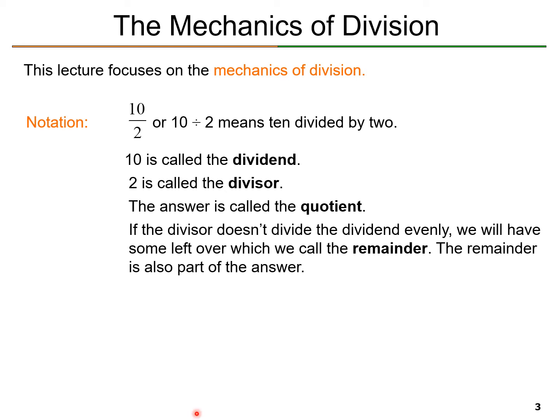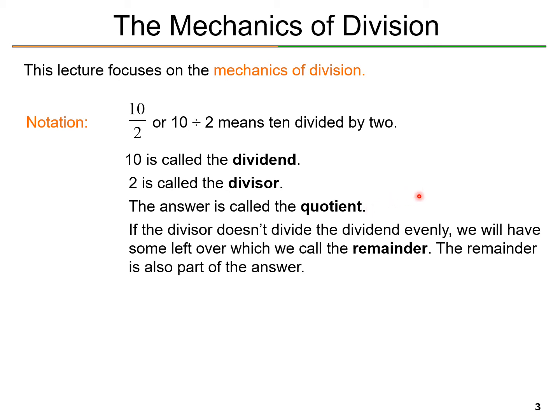Let's look at the notation. 10 divided by 2, or written another way, means 10 divided by 2. This is a division symbol. This pair is also a division symbol. 10 is called the dividend. 2 is the divisor. The answer is called the quotient.